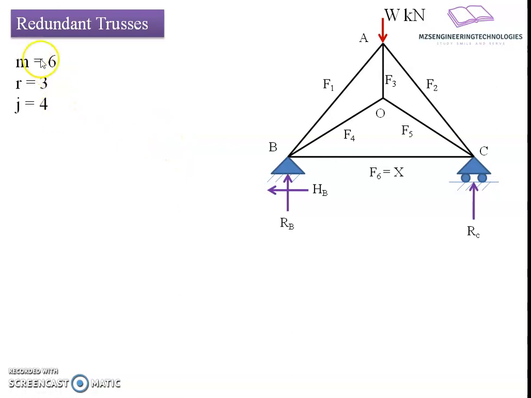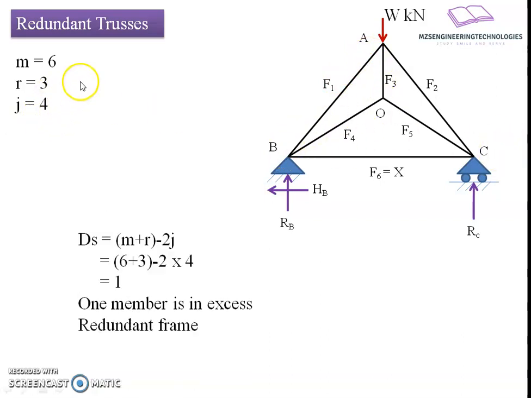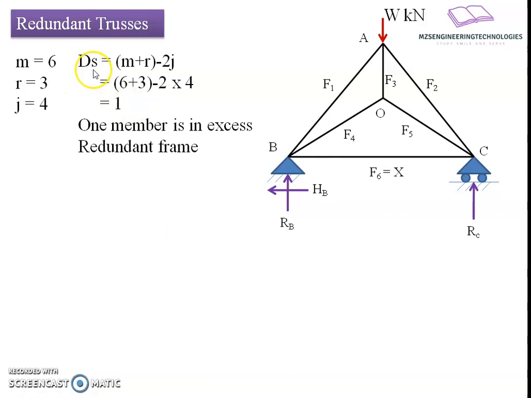If you count the members, the total member count is 6, and if you count the number of joints here, A, O, B and C, these are 4 joints. If I put this in the degree of static indeterminacy equation, we get m plus r minus 2j, which is 6 plus 3 minus 2 into 4, resulting in a value of 1, meaning one member force is in excess.